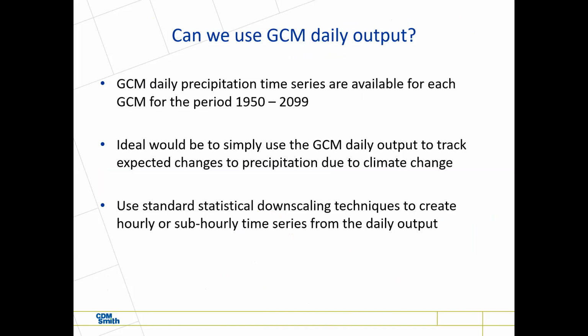Okay, so the big question is, can we use this GCM daily output? They are available for the time period 1950 to 2099 from over 30 models. Ideally, you would be able to use them directly and maybe downscale them in some fashion using a statistical downscaling technique to create whatever time step you need, hourly, sub-hourly, and so forth.